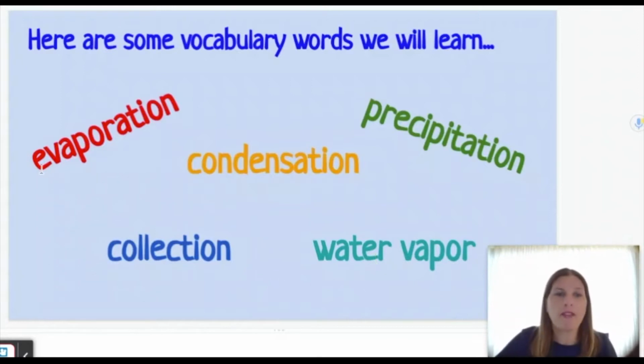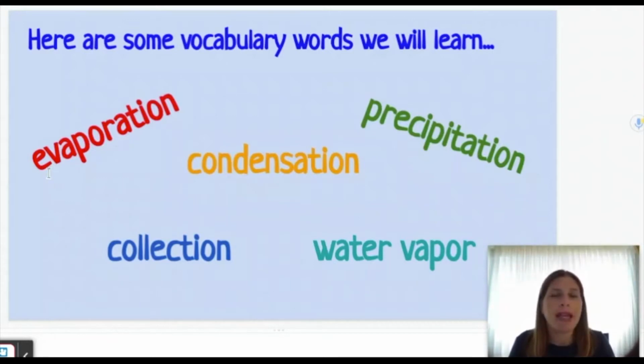Let's go. The first word here in red is the word evaporation. And I want you to echo that back to me. I'm going to say it again. Evaporation.